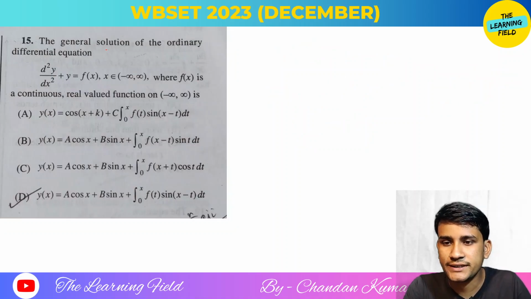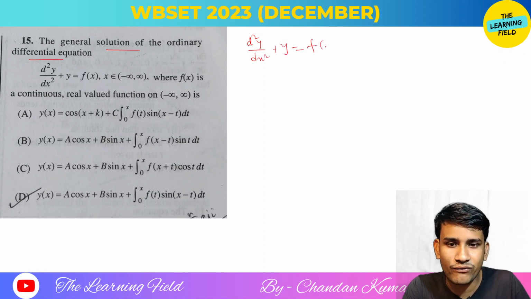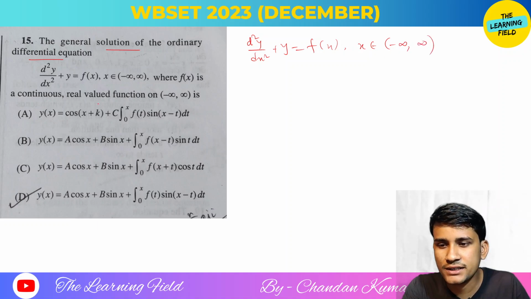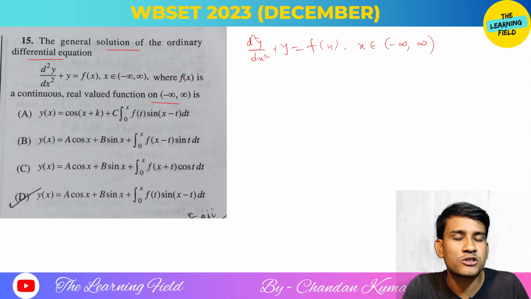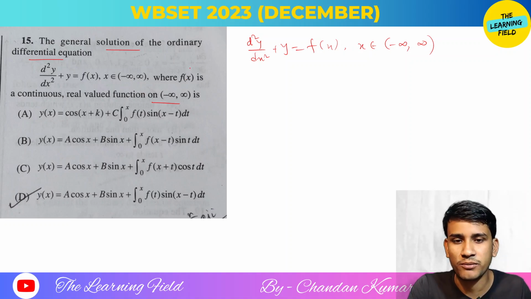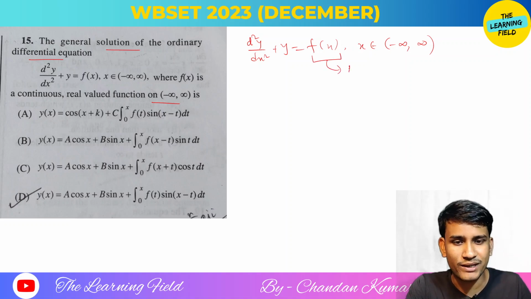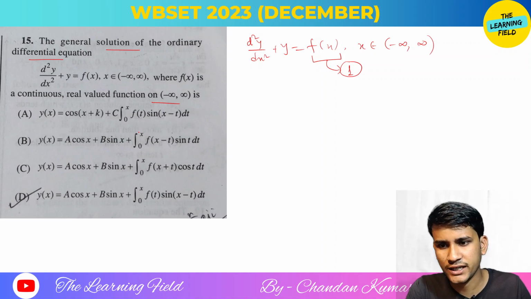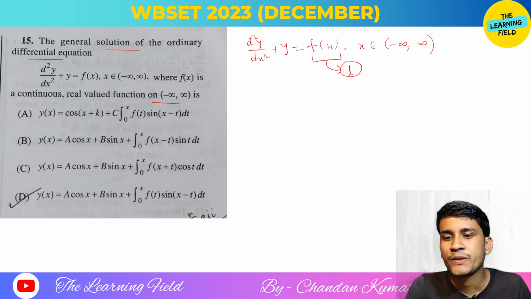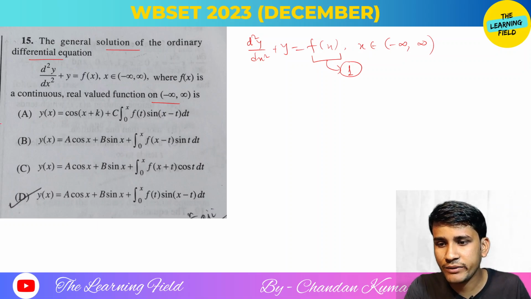The next question is: the general solution of the ordinary differential equation d²y/dx² + y = f(x), where x belongs to minus infinity to infinity, where f(x) is a continuous real valued function from minus infinity to infinity. You can solve this problem by taking any particular value of f(x), that is, you can take f(x) equal to 1, solve the differential equation, and check by putting f(x) equal to 1 in these four options.